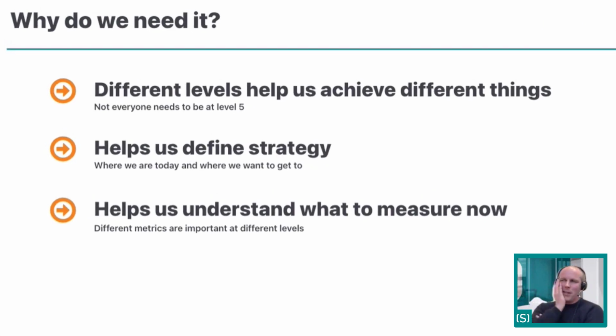So first point I've got here is different levels help us achieve different things. So, it's an ideal to be able to move up to level 5 and have the continuously improved organization. But it's not always essential for all teams or organizations. Not all feel that they need to get there. And there are benefits from getting to specific levels, if that's all you need to do.